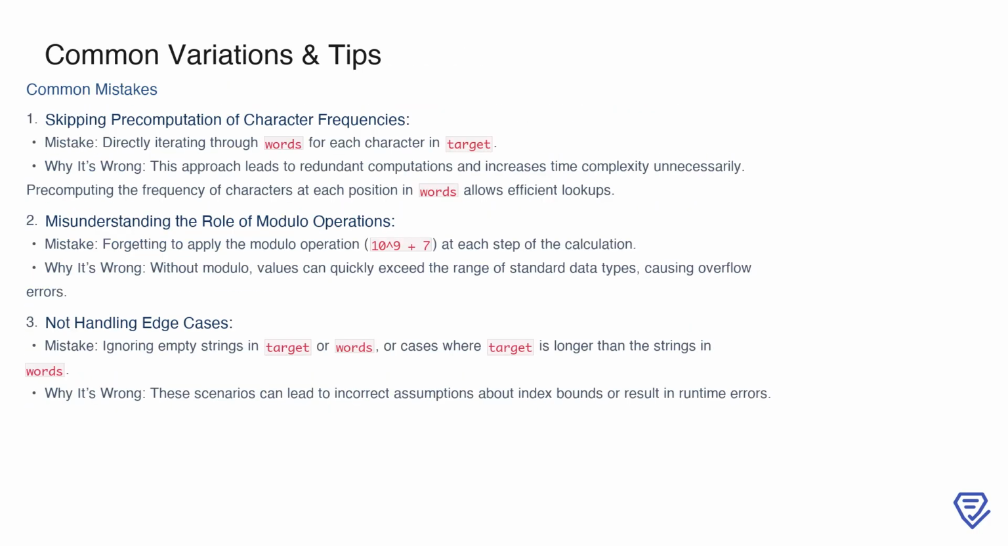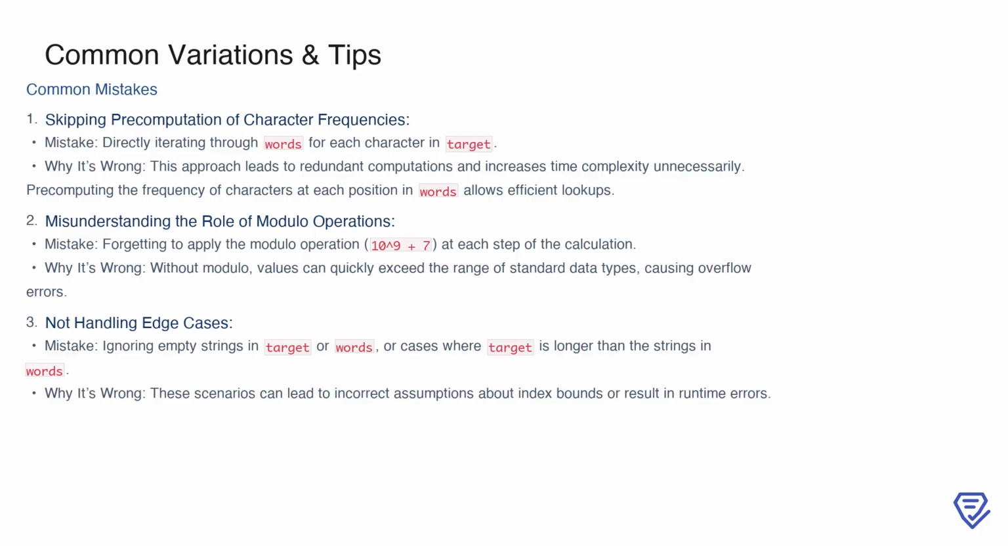One common mistake when solving this problem is skipping the pre-computation of character frequencies. Without pre-computing, if you directly iterate through the strings in the words list for each character in the target, you end up performing redundant calculations repeatedly. This drastically increases the time complexity of your solution. By pre-computing the frequency of each character for every column in words, you can look up these values efficiently later, saving time.